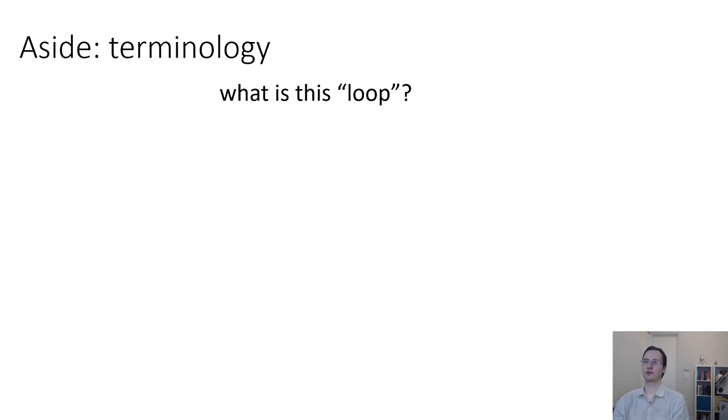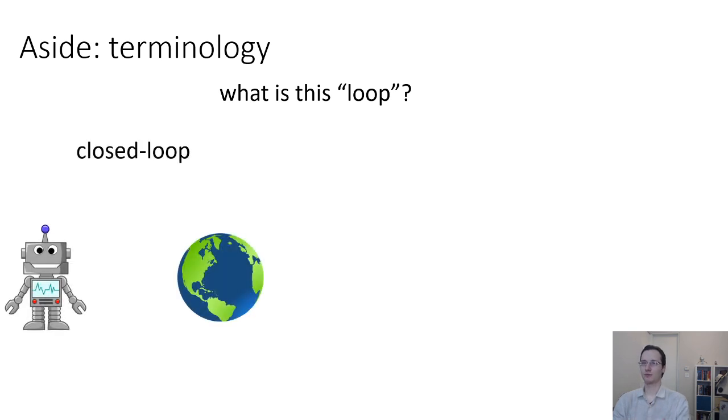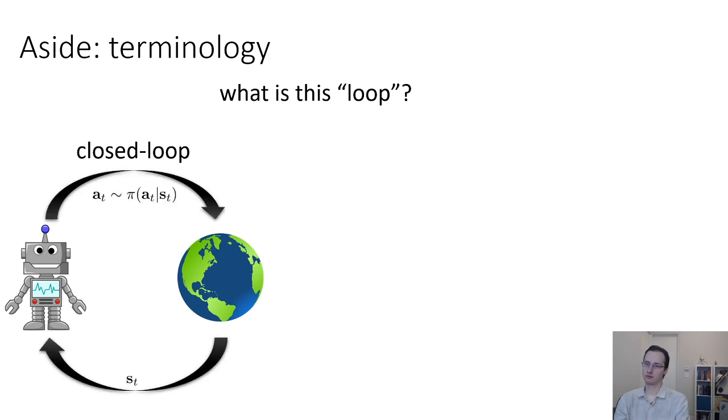So as an aside for terminology, what is all this business with loops, some of which appear to be open and some of which appear to be closed? Well, when we say closed loop, what we mean is that an agent observes a state, takes an action, typically according to some policy, and this process repeats. So the agent gets to actually look at the state before taking the action, and in this way they close the loop between perception and control.